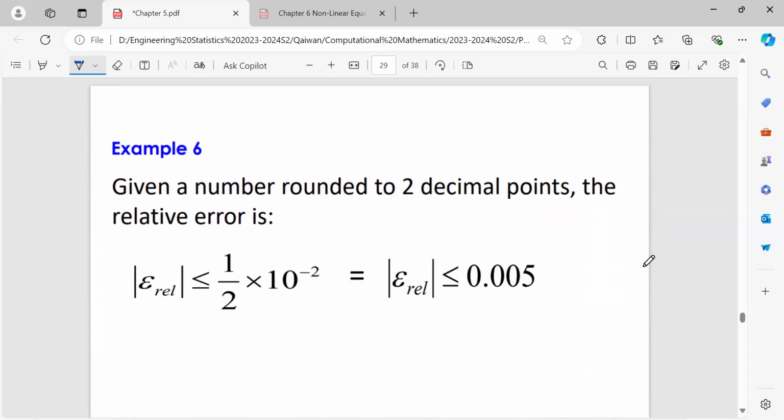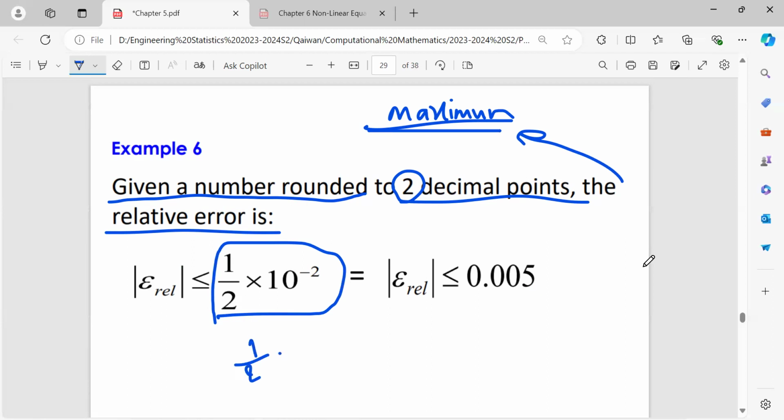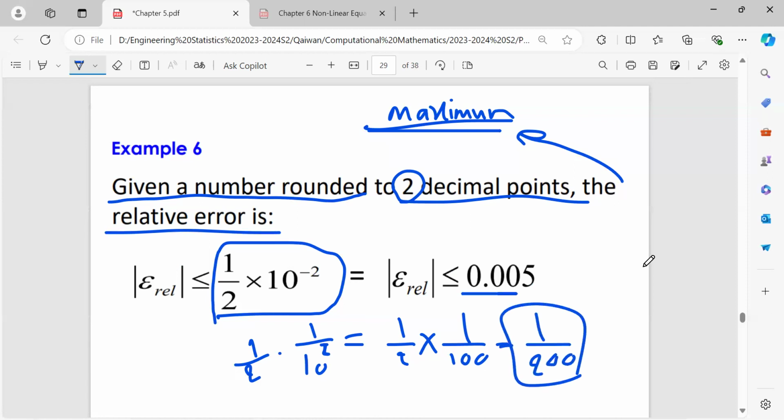For example, here it says given a number rounded to 2 decimal points. So the maximum relative error is the maximum here. The maximum relative error is a half times 10 to the power -2, or a half times 1/10 to the power 2, which is a half times 1/100, 1/200, which is 0.005. Okay. The decimals should be given.